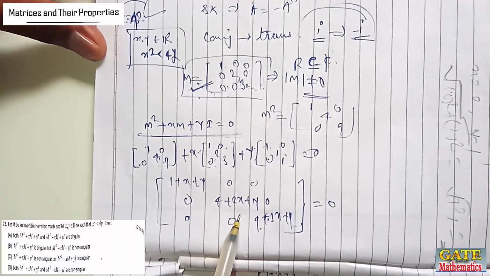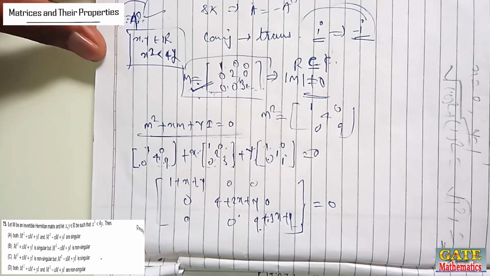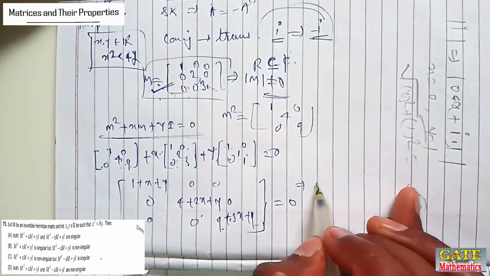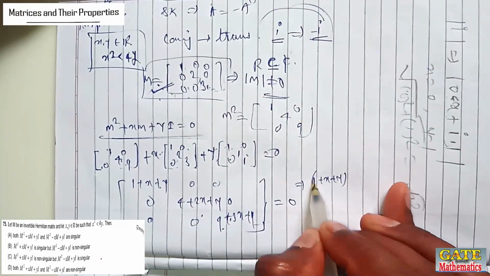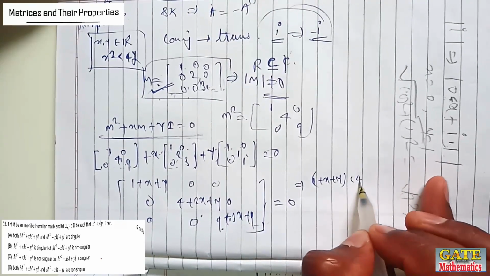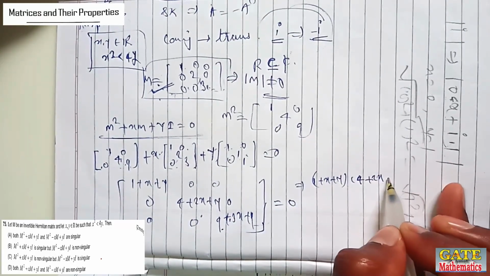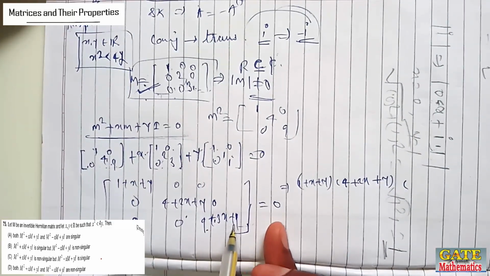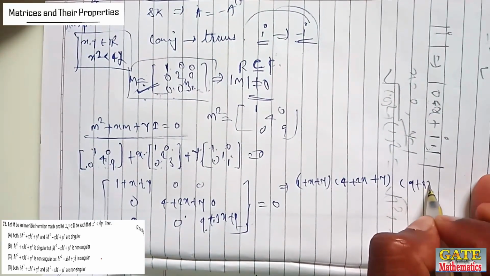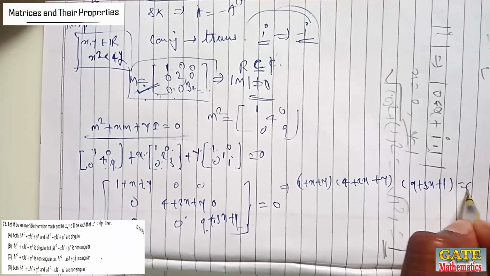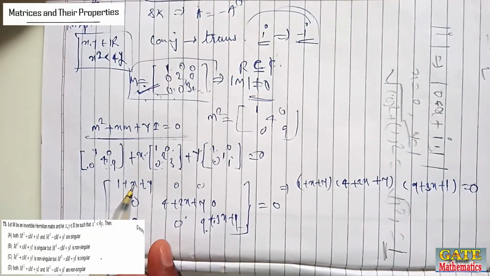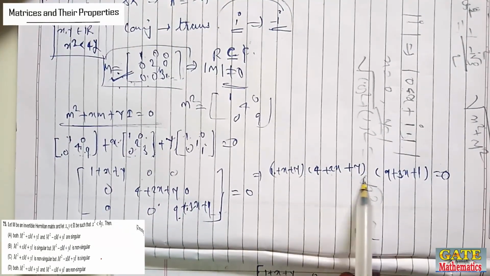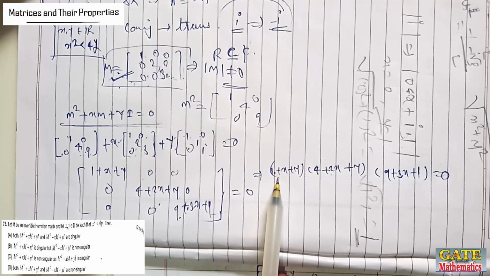Now the determinant of this 3 by 3 diagonal matrix means the multiplication of the diagonal. So write 1 plus x plus y multiplied by 4 plus 2x plus y and multiplied by 9 plus 3x plus y, which is equal to 0. This is the determinant of the matrix. That means the multiplication of the diagonal elements is the determinant of the matrix.